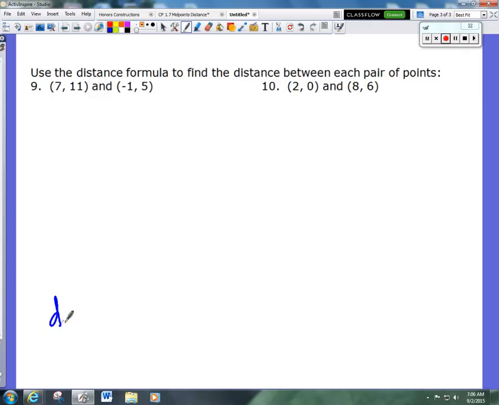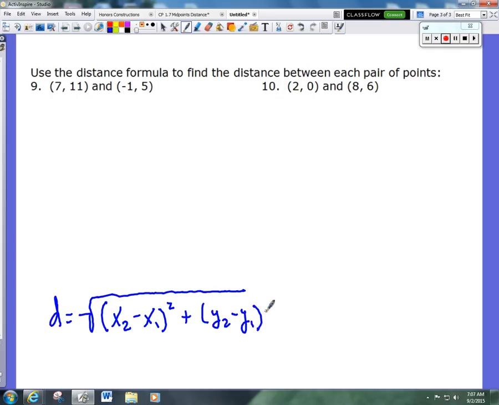So remember, the distance formula is equal to the square root of x2 minus x1 squared plus y2 minus y1 squared.